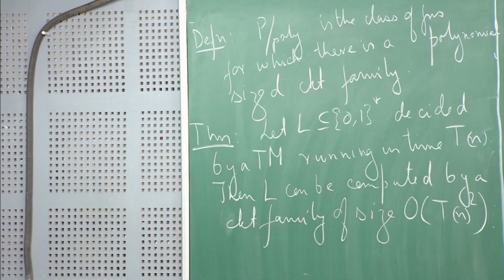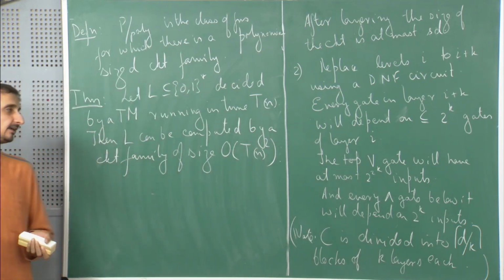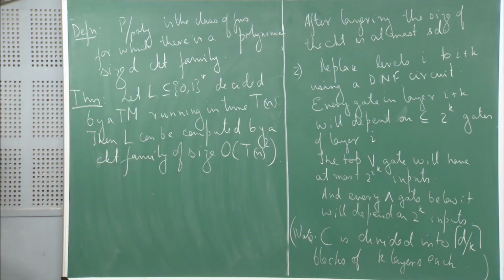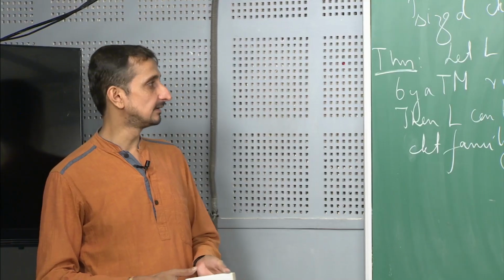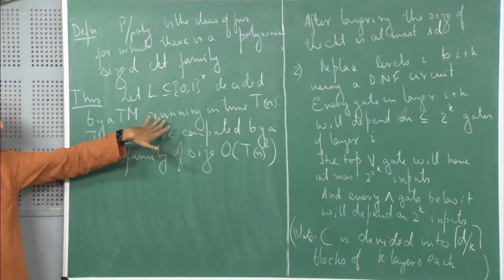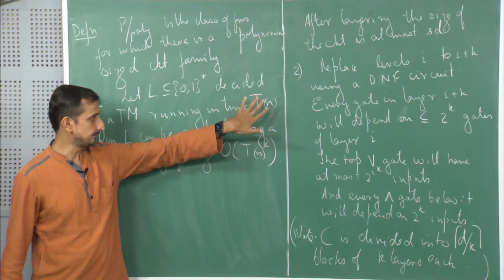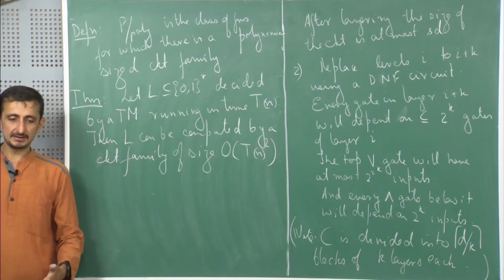So, if you have seen Cook-Levin's theorem, to show that SAT is NP-hard, this is essentially along the same lines. We take a Turing machine which has a certain running time. Now this has deterministic running time. So, L is decided by a Turing machine which has deterministic running time T of n.